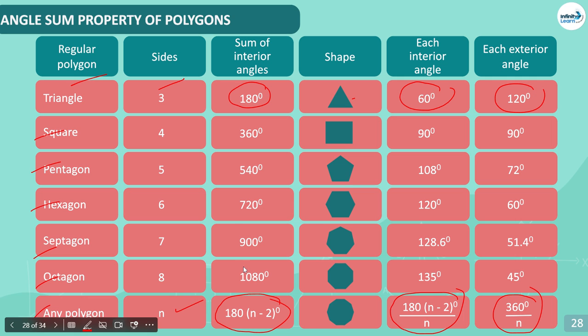Clear? So what is the formula of sum of interior angles? 180 into n minus 2. Each interior angle, 180 into n minus 2 upon n. Exterior angle, 360 upon n. Clear?